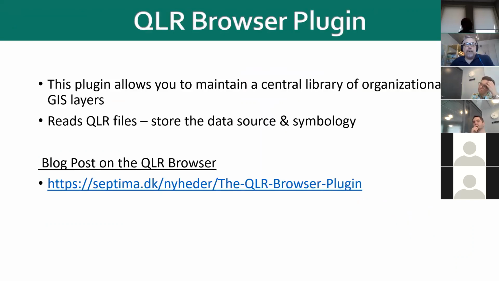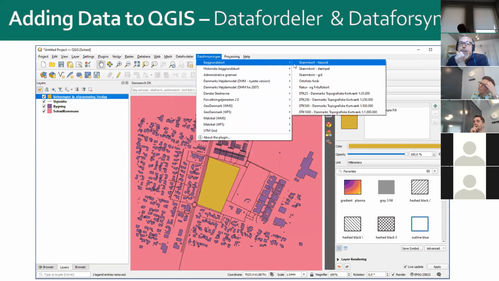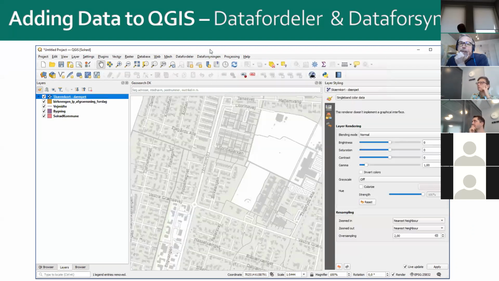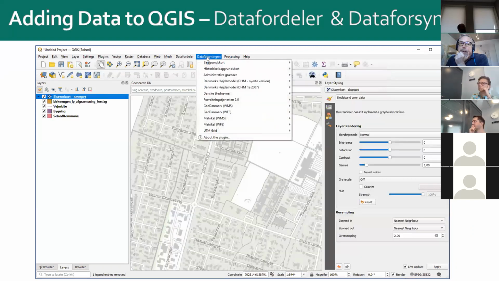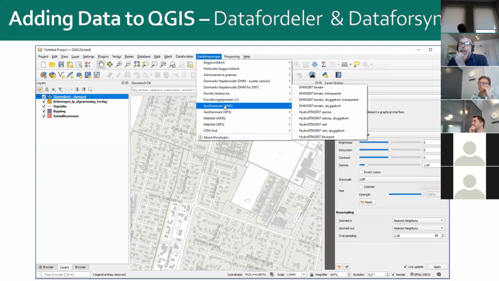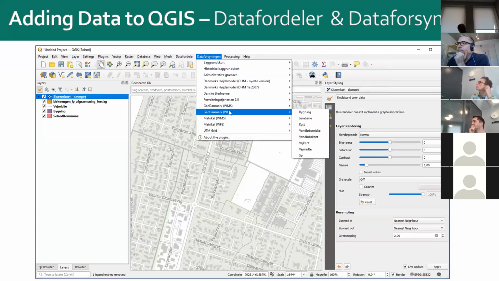Then there's the QLR browser. Yes? Sorry. Oh, look at another. Thank you. The data, the GeoDenmark, is that for the municipality, or is that the entire nation of Denmark? These are all nationwide. Can I set it so it's just the municipality?